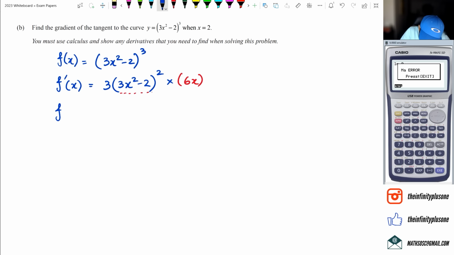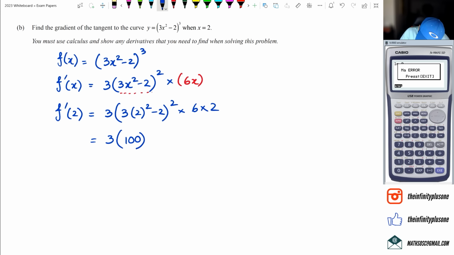Now, we're looking for the gradient at 2. So we just substitute 2 wherever x is: 3 times (3 times 2 squared minus 2) squared times 6 times 2. 12 minus 2 is 10, 10 squared is 100, so 300 times 6 times 2, which is 12, gives 3600. So that is what our gradient is, 3600. And again, it's worth a quick-fire achieved.